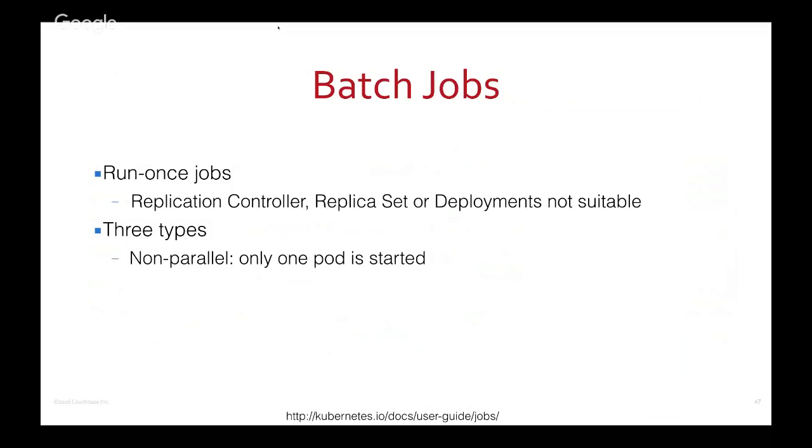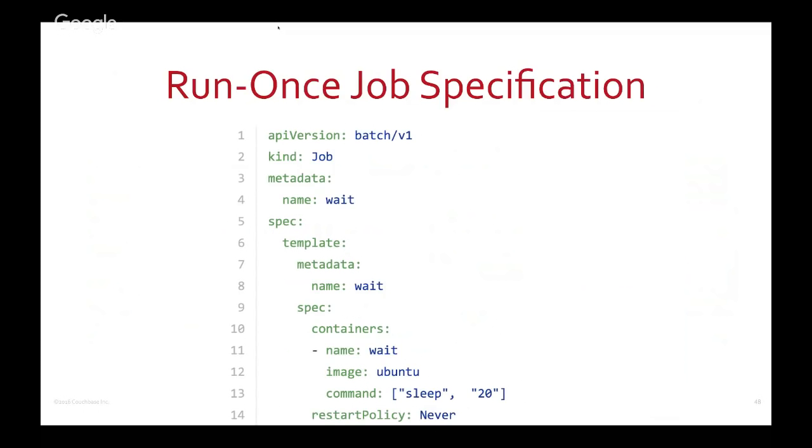But there are three types of batch jobs. One is non-parallel, where only one pod is started. You could have a parallel. Within parallel, you can say, I want to start 4 jobs in parallel, and I want all 4 to complete. Or you can set up a work queue. Work queue is a little bit more elaborate, but let's take a look at it. In this case, again, the API version is batch/v1. It's a new namespace here, and the kind is job.